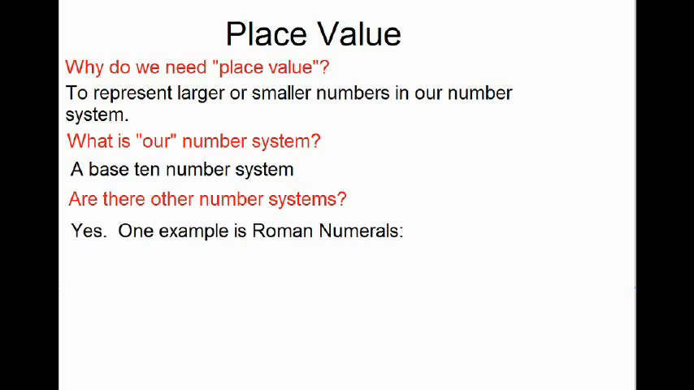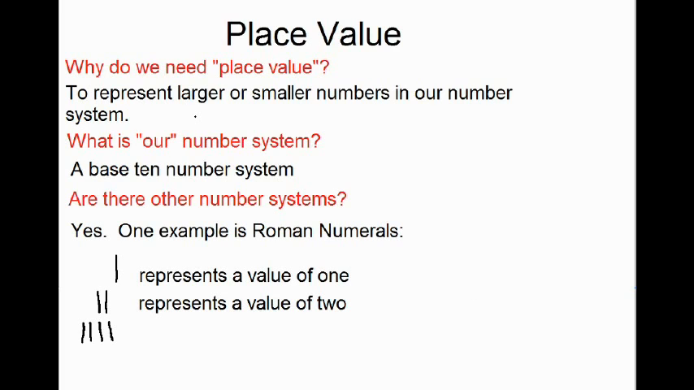So in Roman numerals, we have a variety of symbols that represent values. So for example, a single line or a tick represents 1. And in the Roman numeral number system, 2 ticks would represent a value of 2. So then these 4 lines here would represent a value of 4.